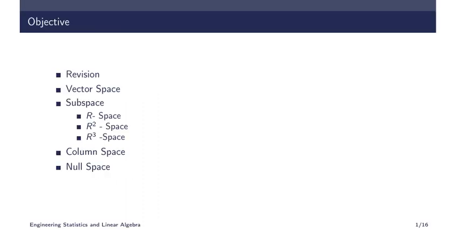So our objective is to revise what we have studied so far, and we will define what is a vector space, what's a subspace, and as an example we can see what is an R space and its subspaces, R2 space, R3 space, similarly Rn space, and also we will define what you mean by column space of a matrix A and a null space of a matrix A.